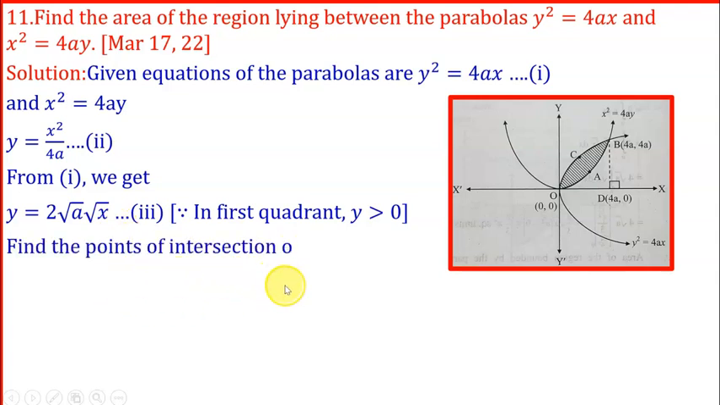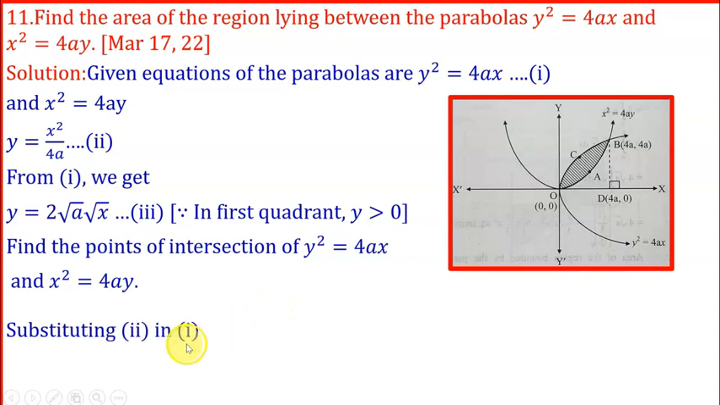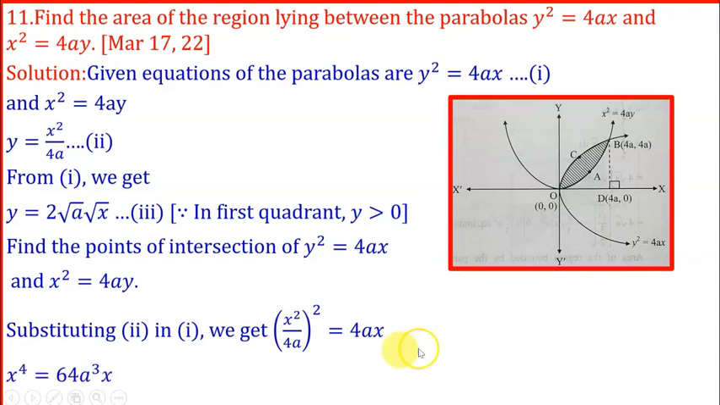Find the point of intersection. The parabola y square is equal to 4ax and the parabola x square is equal to 4ay. Substituting 2 in 1, that is, replace y by x square upon 4a in equation 1, so x square upon 4a squared is equal to 4ax. Then after simplification you will have x raised to 4, that is 16a square into 4a, which gives 64a cube into x.